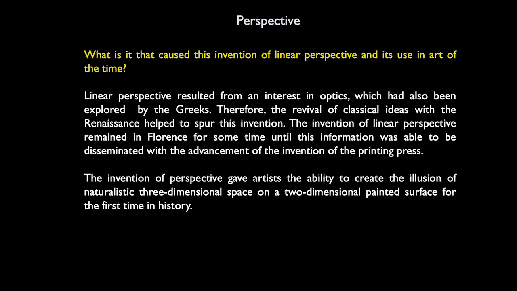So what is it that caused this invention of linear perspective and its use in art at the time? Linear perspective resulted from an interest in optics, which had also been explored by the Greeks. Therefore, the revival of classical ideas with the Renaissance helped to spur this invention, and the invention of linear perspective remained in Florence for some time until this information was able to be disseminated with the advancement of the printing press. The invention of perspective gave artists the ability to create the illusion of naturalistic three-dimensional space on a two-dimensional painted surface for the very first time in history.